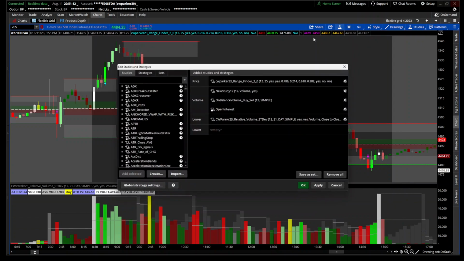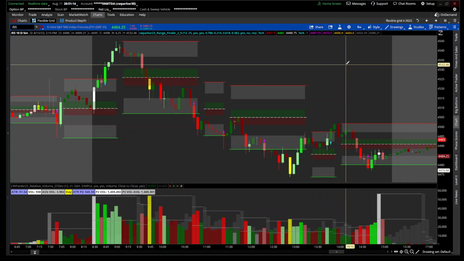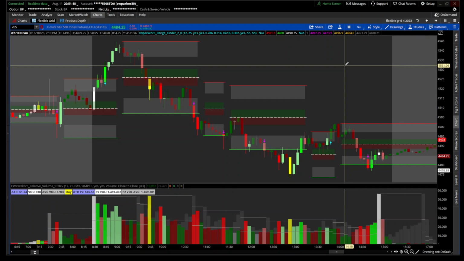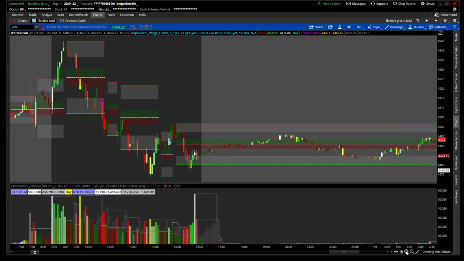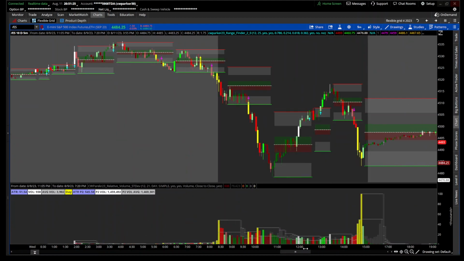So the reason why I use 12 is, 12 bars on a 5-minute chart is an hour, and I'm using 25% of that, so that's 3 bars. So that's 15 minutes. So that's 1/4 of the time frame amount of bars I'm using to help me create these ranges.